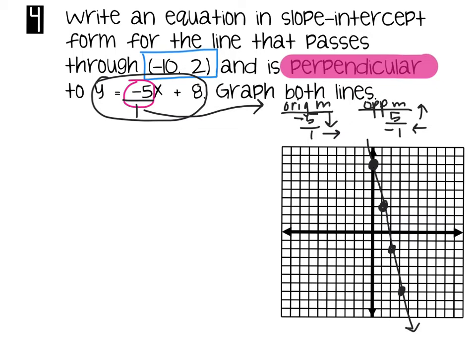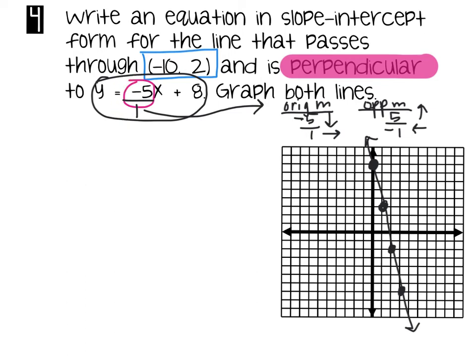Well, there it is. And now I'm going to begin working on figuring out what I need for my work over here. I know I'm going to be using point slope form because I've got a point and eventually I'll have a slope. I'm going to examine their slope for a second. Their slope is negative 5 over 1.